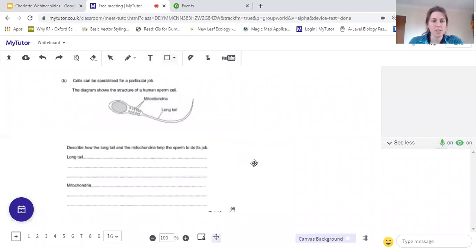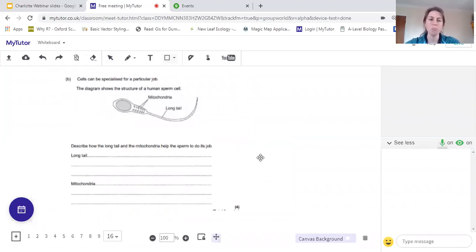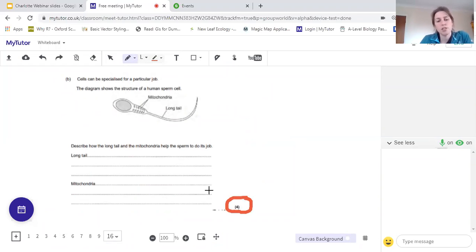Finally, cells can be specialized for a particular job. Diagram shows the structure of a human sperm cell. So we can see the mitochondria and the long tail on the sperm cell there. Describe how the long tail and the mitochondria help the sperm to do its job. 4 marks for this one. So you need to provide good explanations for both.